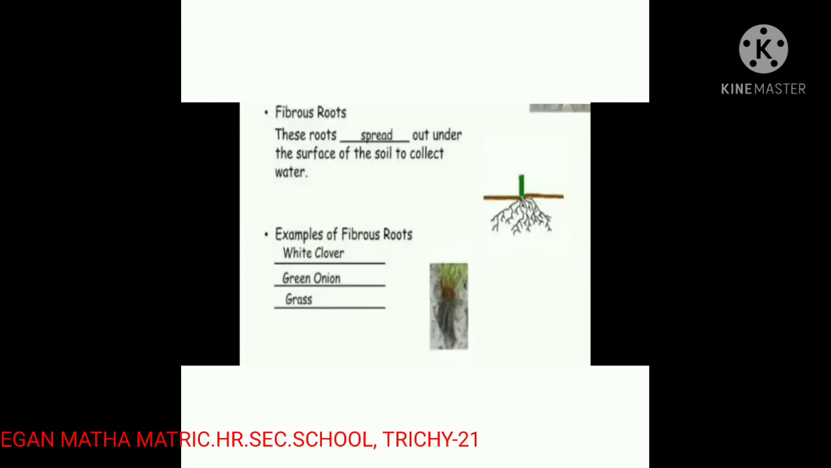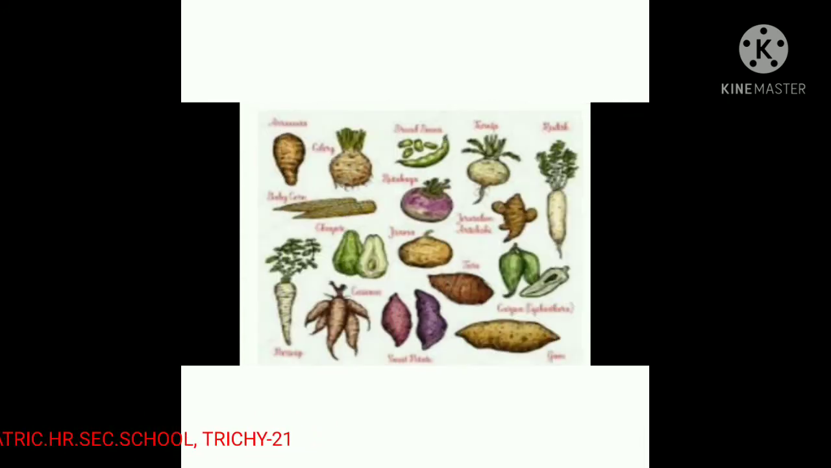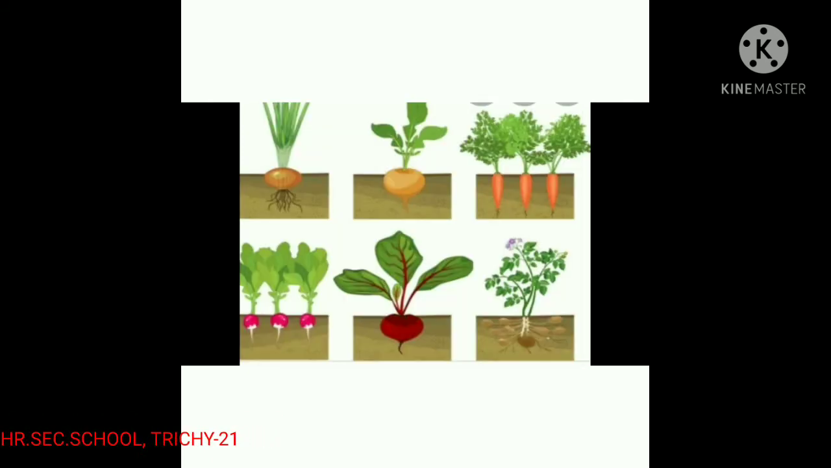Fibrous roots. These roots spread out under the surface of the soil to collect water. Examples of fibrous roots: white clover, green onion, grass. These are the examples of root system. These are the taproot system. Examples: beetroot, carrot, etc.